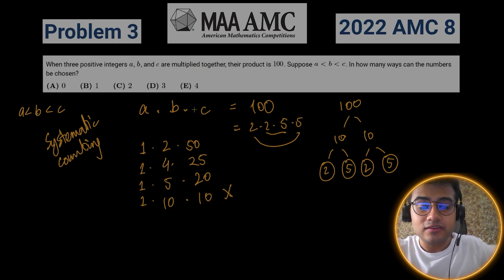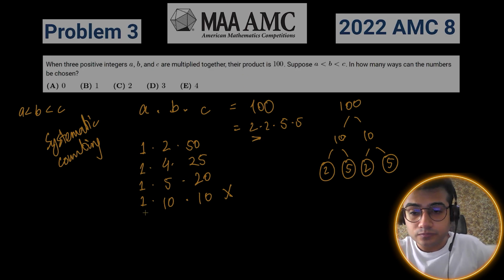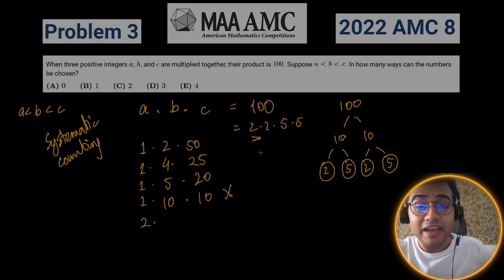So let's take the next highest value A can take, and that would be 2. So when A is 2, then B has to be greater than 2. B cannot be 2 anymore, so B has to be 5, right? And when A is 2, B is 5, then what is left behind is 2 and a 5, so that's going to be a 10. So that's another valid option.